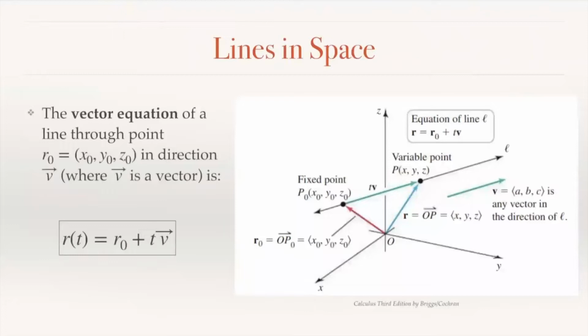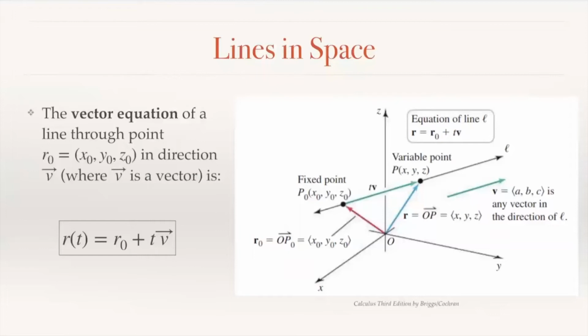So to cleanly express lines in three-dimensional space, what we want is a parametric equation. A parametric equation is an equation in terms of what we call a parameter. Typically, we use the letter t for that parameter. And that letter t, as it varies, will give us different points on that line.